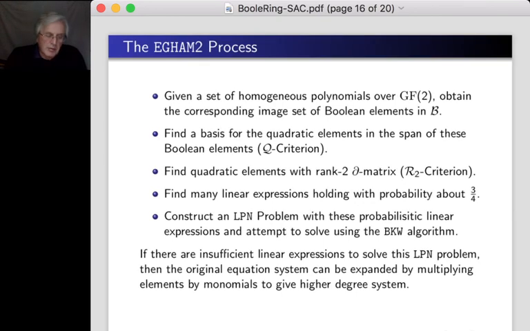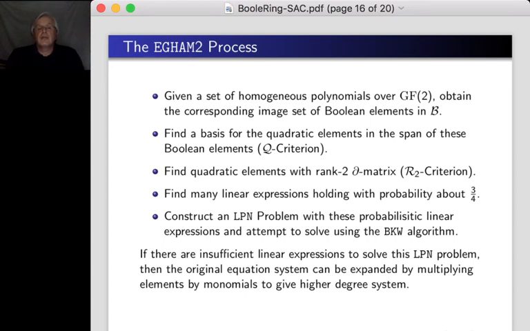So we can sum up what we've done in a process which we term the ECHAM2 process. Given a set of homogeneous polynomials over GF2, we find the image set in the Boolean ring B as Boolean elements. And then we filter out and just look at the quadratic elements using the Q-Criterion and find a basis for these quadratic elements. And from these, we find the quadratic elements that have a rank 2 partial matrix, that's the R2 criterion.